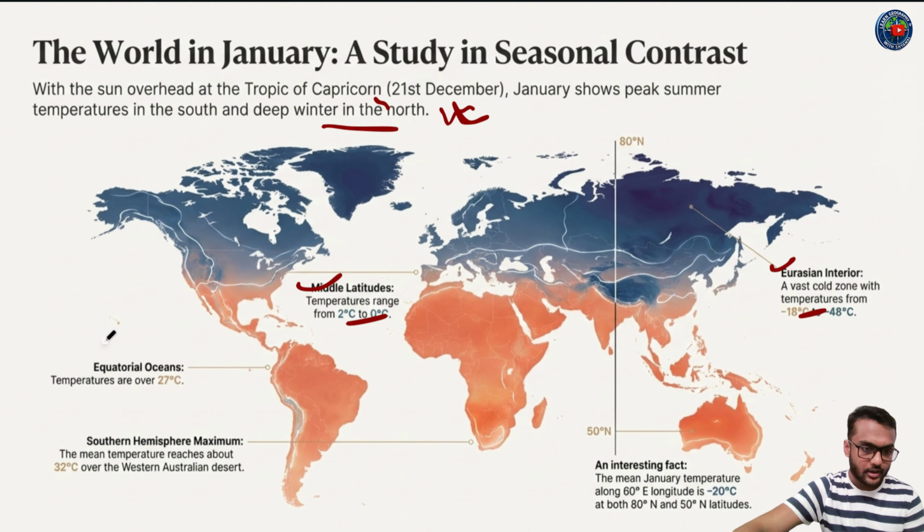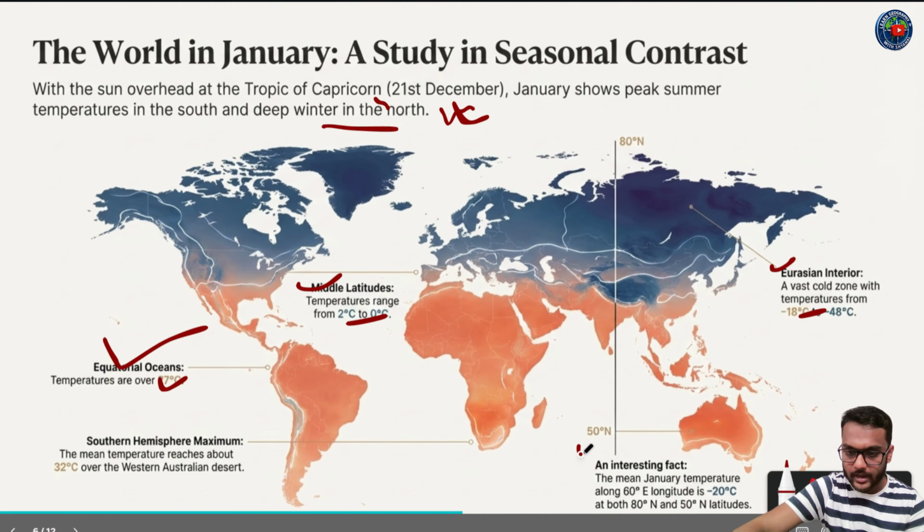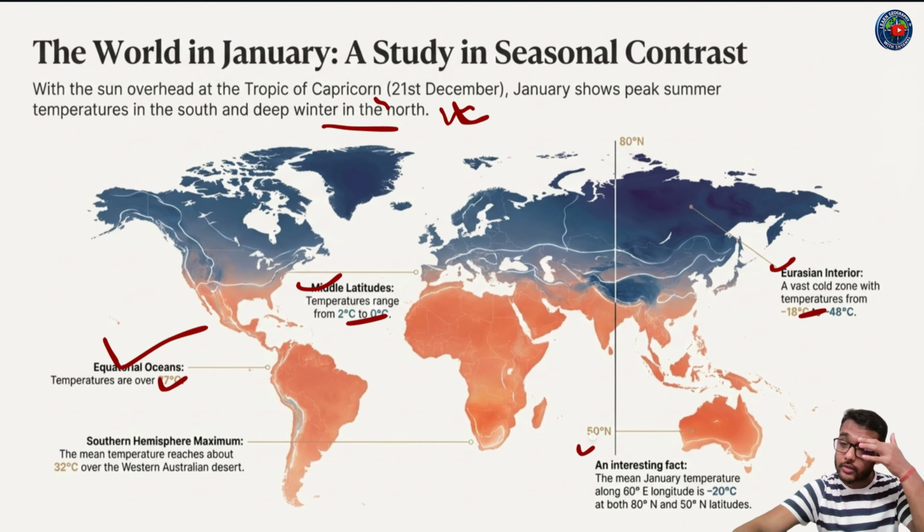In equatorial oceans, temperatures are over 27 degrees Celsius. In the southern hemisphere, the maximum mean temperature reaches about 32 degrees over the western Australian desert. Now, an interesting fact is that the mean January temperature along 60 degrees east longitude is minus 20 degrees Celsius at both 80 degrees north and 50 degrees north latitude. This is an interesting fact.